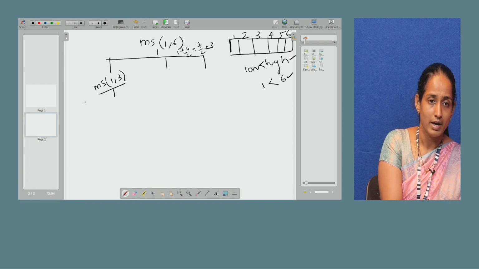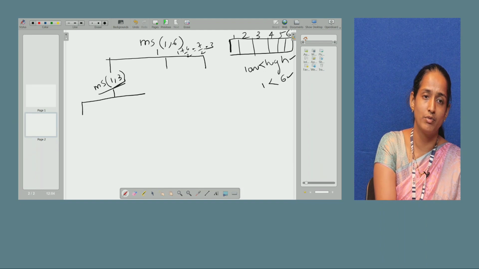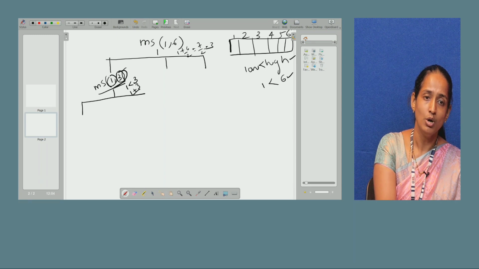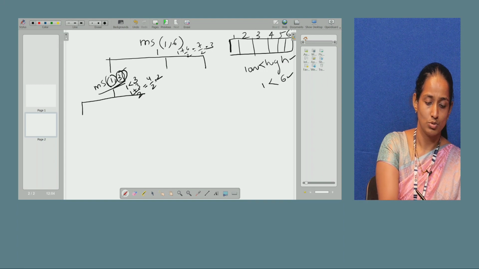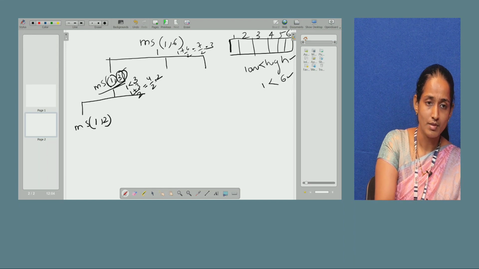Let me expand this. Once we call this merge sort, ms of 1 comma 3, it will again call the merge sort algorithm by passing the low value as 1 and the high value as 3. Again it will check whether low is less than high. As it is true, it will compute the mid value, (low + high) / 2, that is 4 / 2, that is 2. So we are going to have ms of 1 comma 2, and so on.